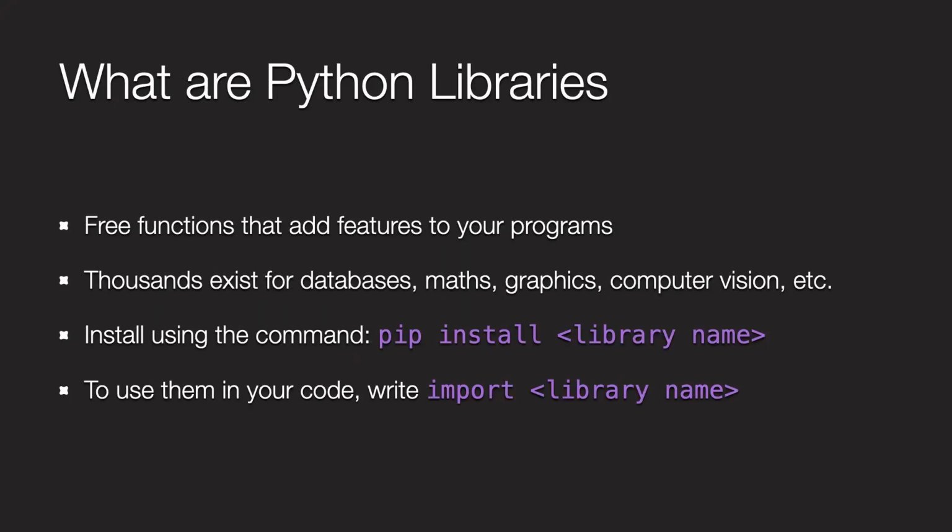Python libraries, what are they? Python libraries are free functions that add features to your programs. There are thousands of libraries for databases, math, graphics, computer vision, etc. Each library generally requires you to install it on your machine first and then to import it in your program. To install it, you use pip install and the name of the library. To use it in the code, you import the library. We'll see many examples of that.